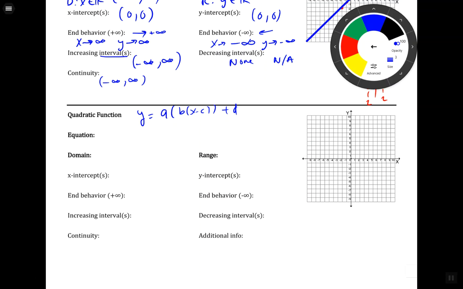The A is the vertical stretch, right? And if it's negative, it means it reflects across the x-axis. Remember that? B is the horizontal stretch or compress. C is how much I'm shifting left and right, and D is up and down. We've done this before, right? Okay. The equation for the parent function is y equals x squared.